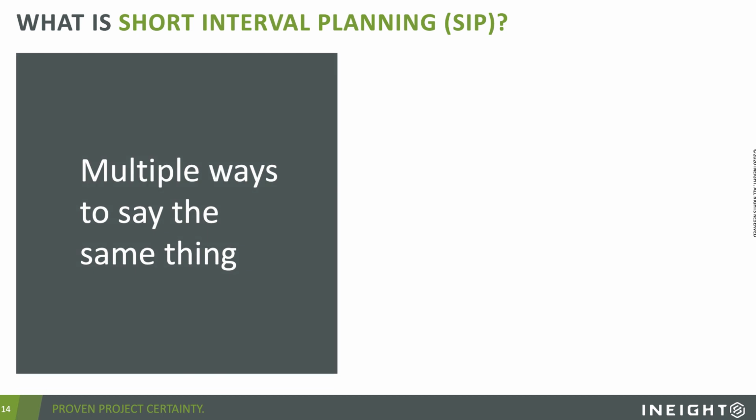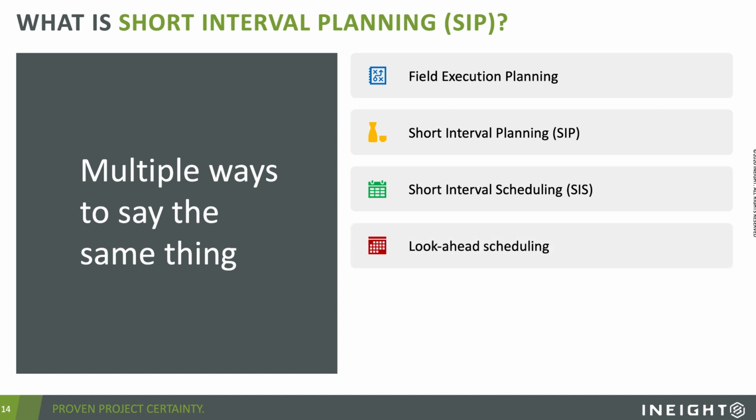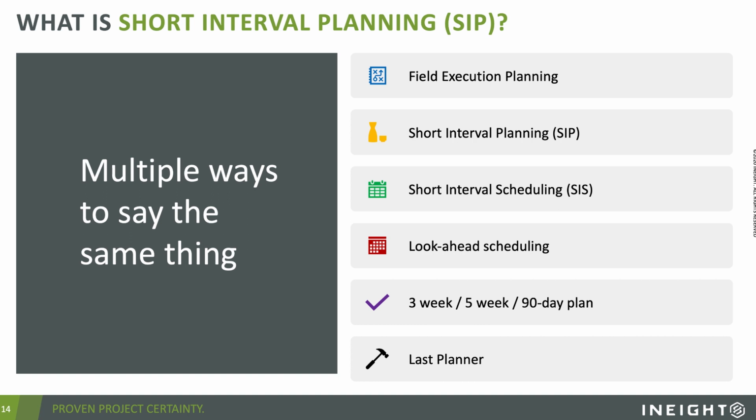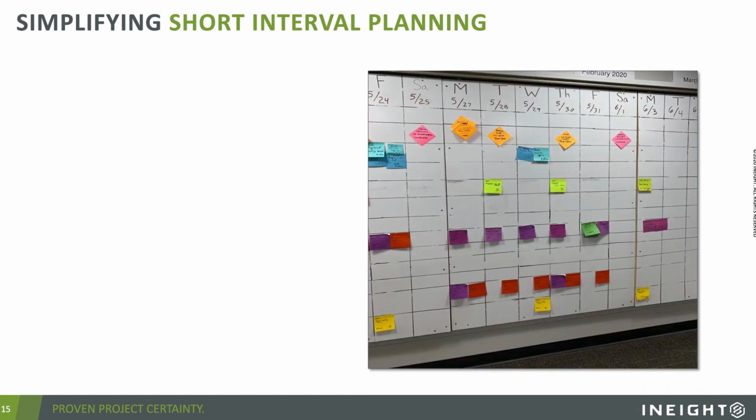Well, it's really one of many ways to say the exact same thing, right? It's field execution planning, it's SIP, as we mentioned, it's short interval scheduling, it's look ahead scheduling, it's your 3-week plan or your 5-week plan or your 90-day plan, or some folks even call it last planner, right? All of these different phraseologies kind of relate to the concept that we are calling short interval planning in the system. But what it really is, it's taking that CPM schedule and it is breaking it down into the work that we're going to go do.